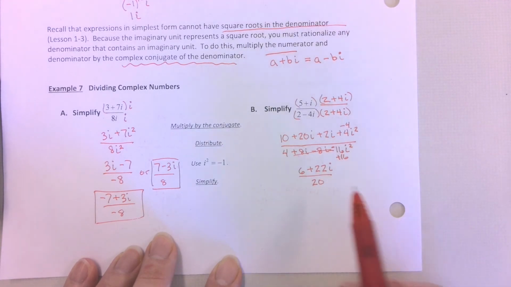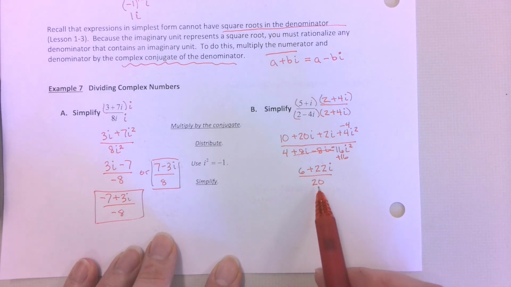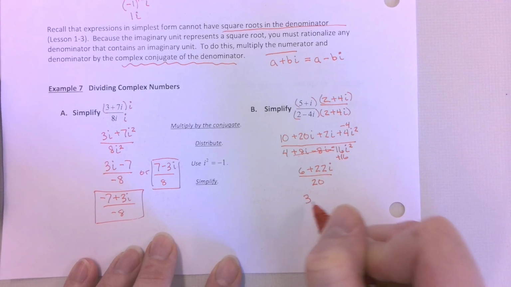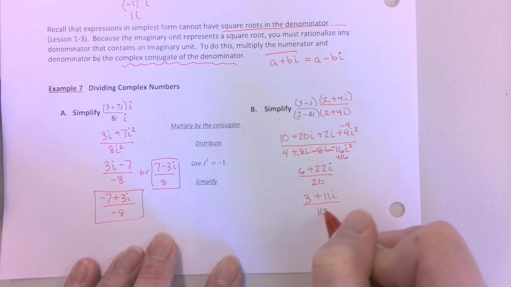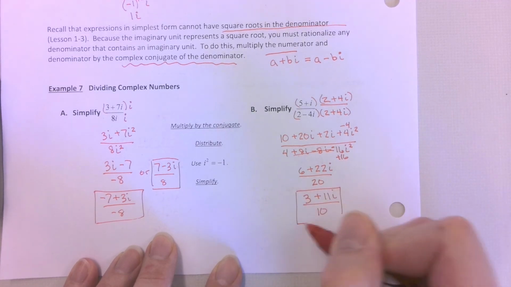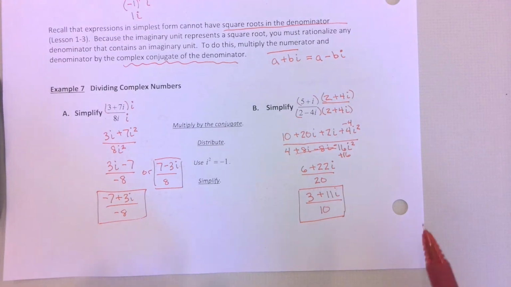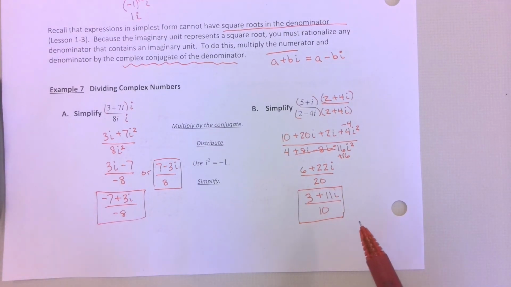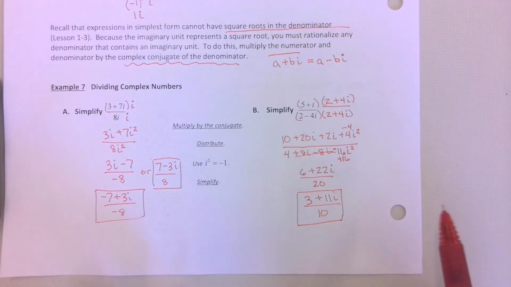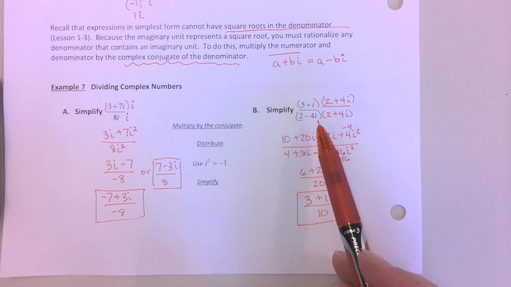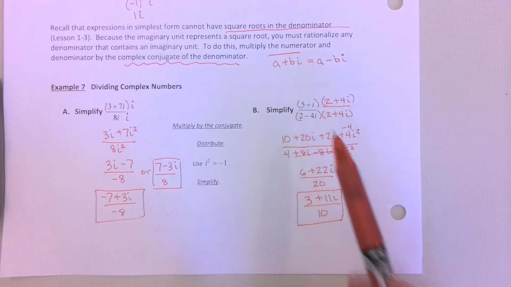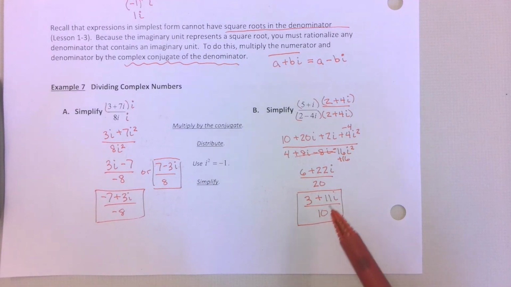Okay, now if we take a minute and look at this, I have 3 terms here. All 3 can be divided by 2. So my final answer that I can turn in is 3 plus 11i all over 10. And I have rationalized the denominator. Remember, a rational number can be written as a fraction, repeating decimal, or terminating decimal. The square root of negative 1, which is i, is not even a real number. It's imaginary. So it's neither rational nor irrational. And so that is how we rationalize the denominator and simplify it.